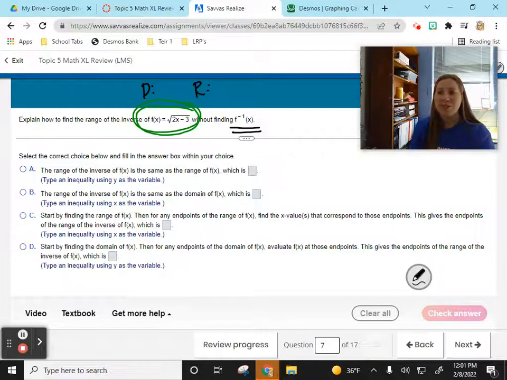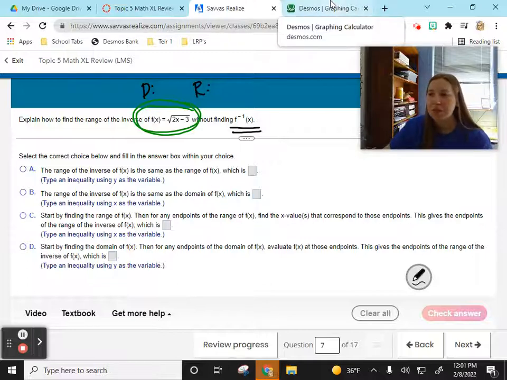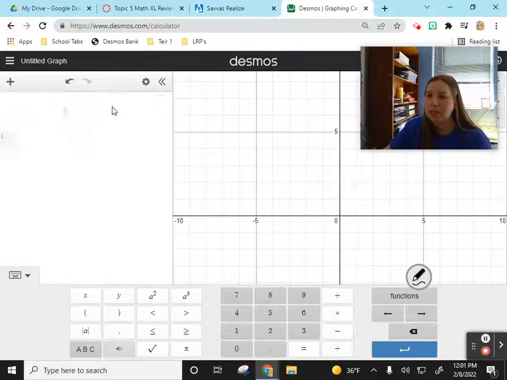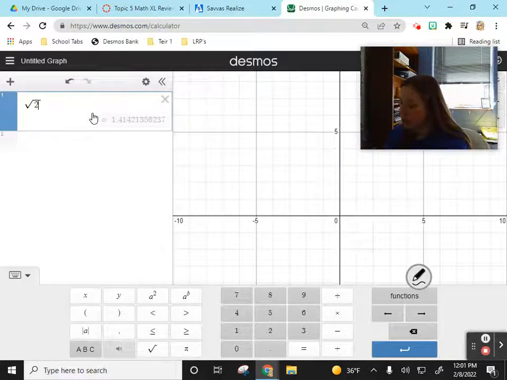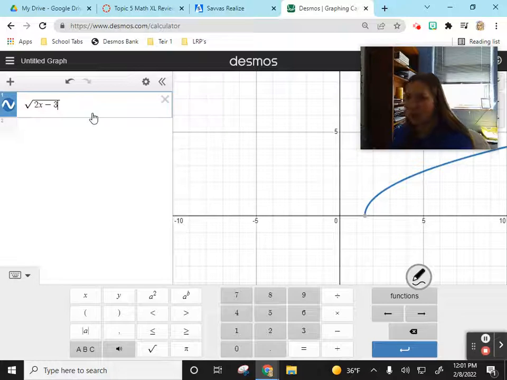My best guess is just to graph it so I can figure out what this function looks like. So I'm going to come over to Desmos and I'm going to graph the square root of 2x, was it minus 3, I think?